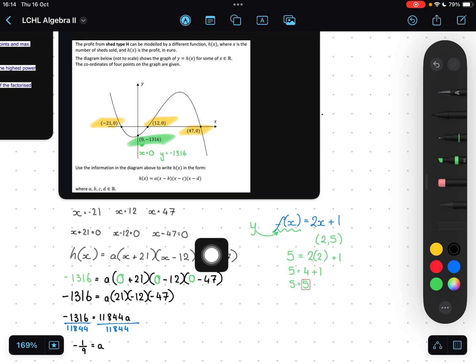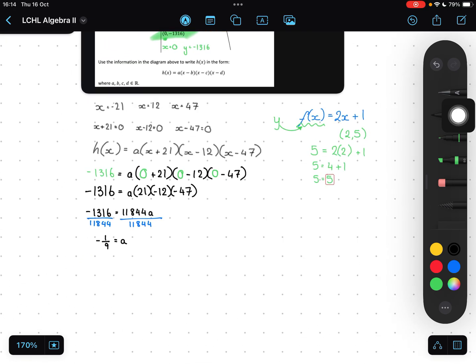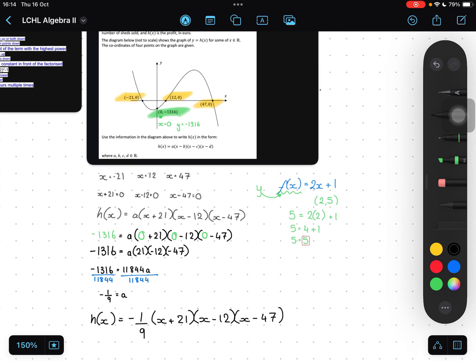But that is how the form should look. So I'm going to rewrite it all out, just filling in A. So h of x is equal to, now A is minus 1/9, times x plus 21, times x minus 12, times x minus 47. And that is my answer.